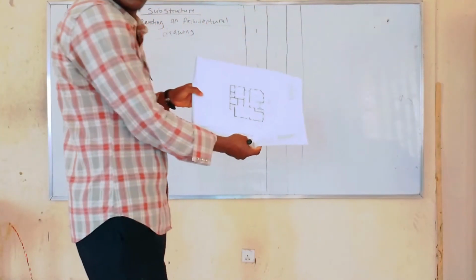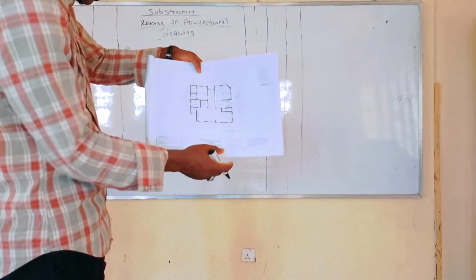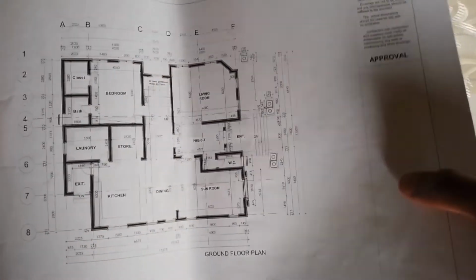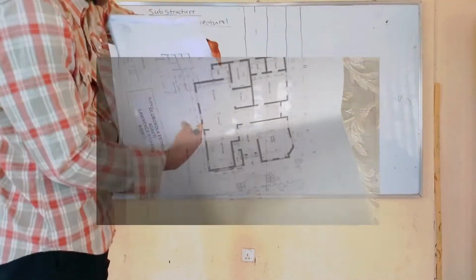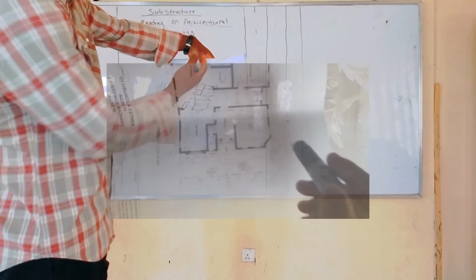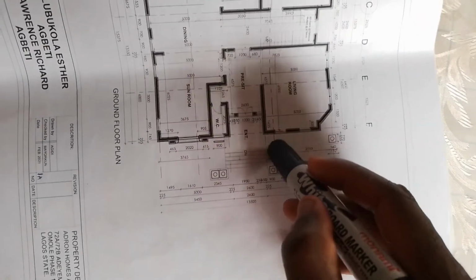Now, this is how it is when you open it, but you look for the entrance. This is the entrance, so you must view it like this. You must view it from the entrance. That's the first rule.